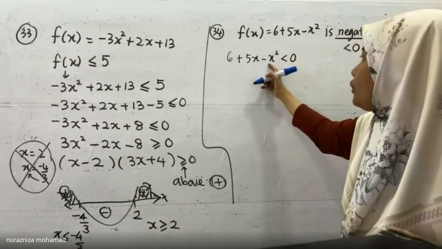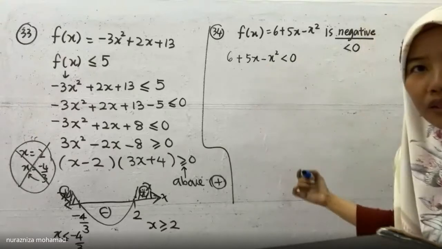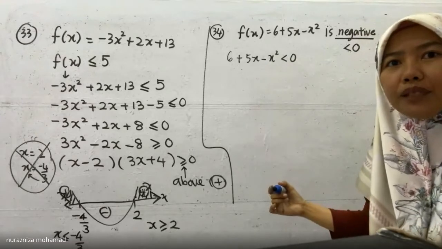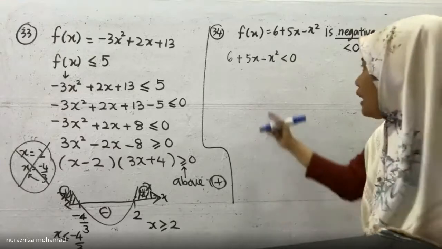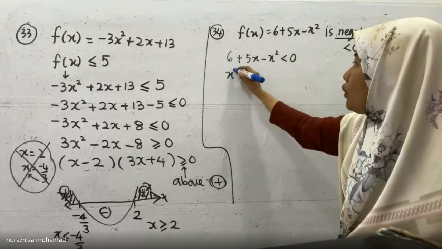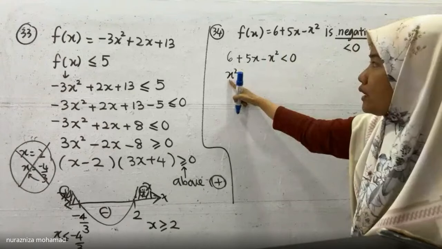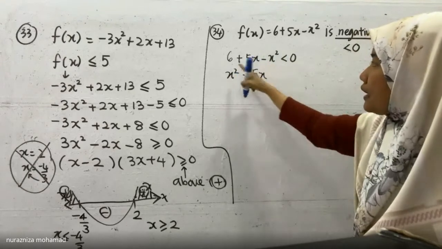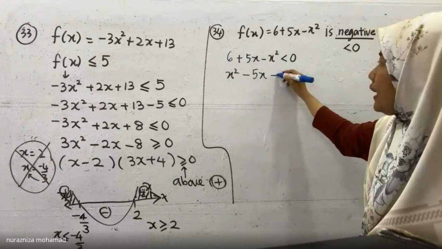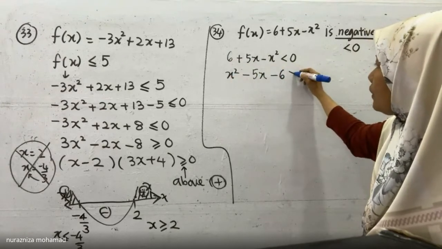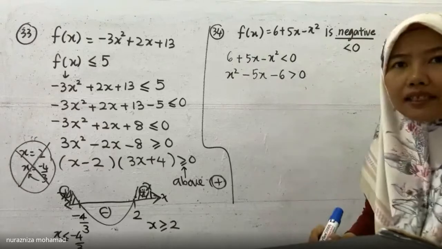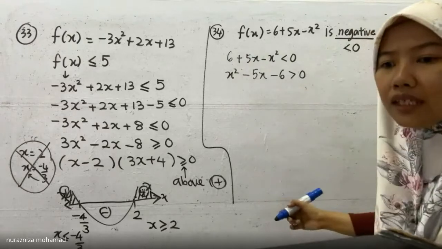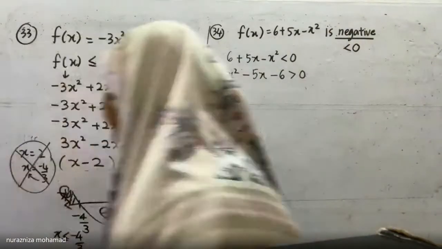So now we make A positive so that we have a smiling graph. So this one will be x squared. Negative x squared will be positive x squared. Plus 5x will be minus 5x. Plus 6 will be minus 6. Less will be greater than 0. So now, as usual, press EQN.